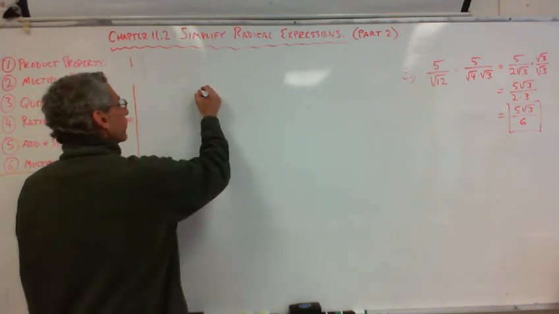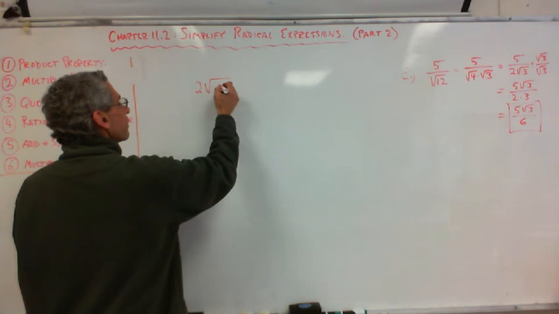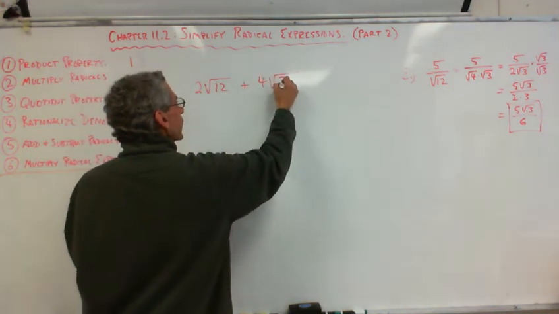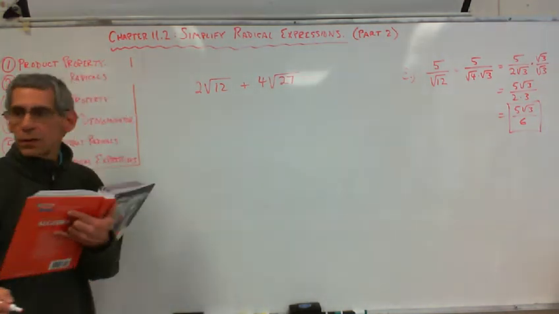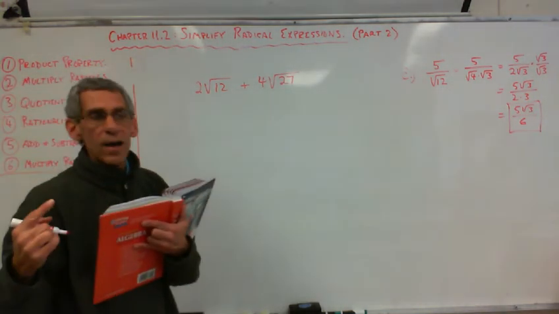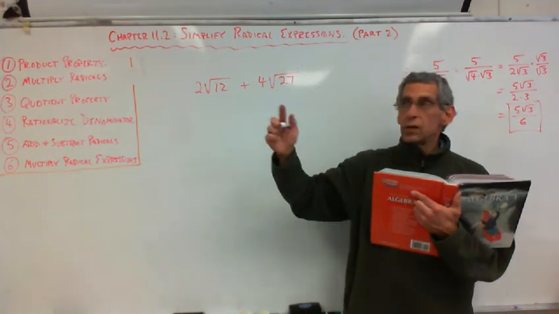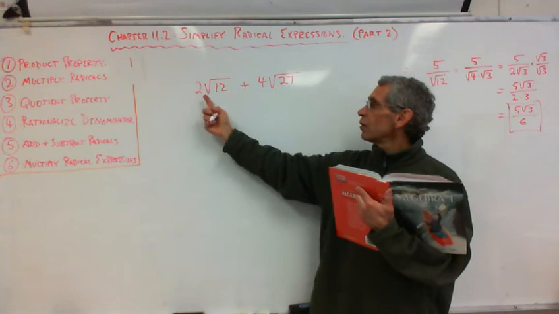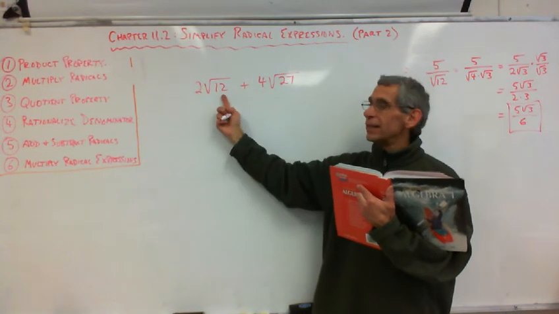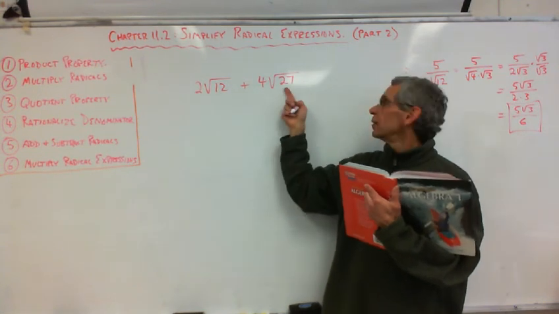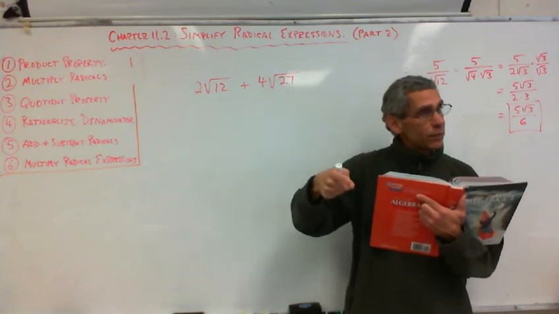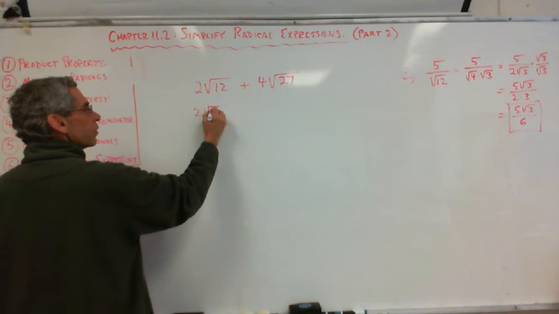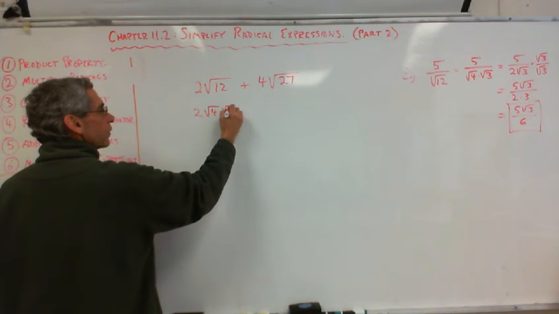Okay. Square root. If I did 2 square root of 12 plus 4 square root of 27, you cannot add them. They have to be like terms. In order to add the coefficients, the 2 and the 4, these have to be exactly the same numbers, right? But they're not. So we have to try to simplify them first. So we've got the 2, and then square root of 12 is the same as the square root of 4 times the square root of 3, right?